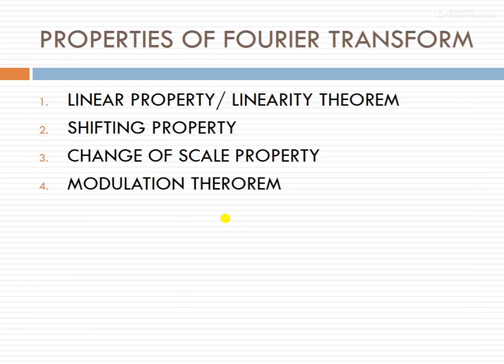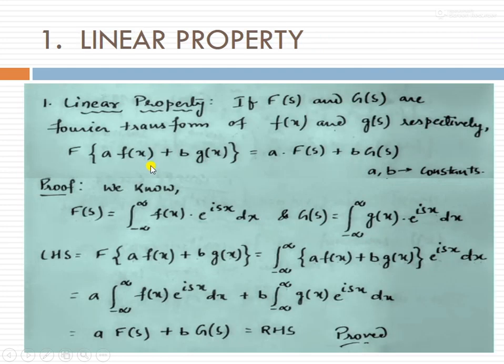Now these are the properties of Fourier transform. The first one is linear property or linear theorem, the second one is shifting property, the third one is change of scale property, and the fourth one is modulation theorem. So the first one is linear property. If F(s) and G(s) are the Fourier transforms of f(x) and g(x) respectively. Here there is a correction. Sorry for the mistake. This is supposed to be g(x), not g(s).